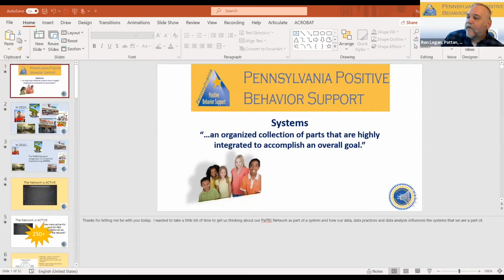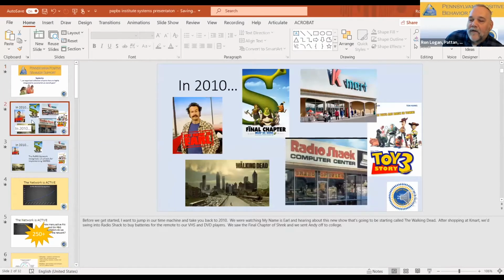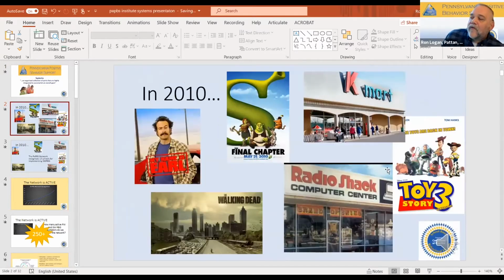And I really just want us to start thinking about our network as a system. So, the first thing that I want us to think is, let's go back in time for a minute to 2010. In 2010, we were watching My Name is Earl. This new show was just starting to come out called The Walking Dead. We were shopping at Kmart and Radio Shack.